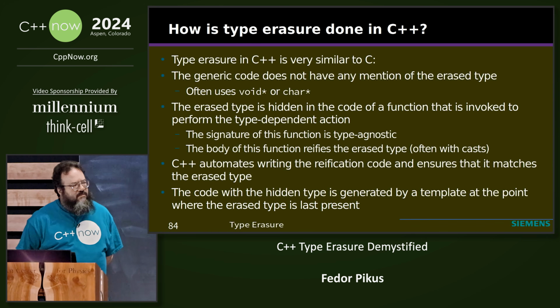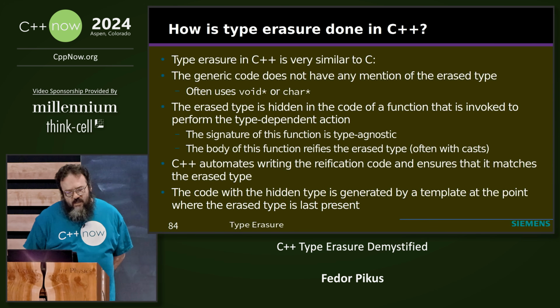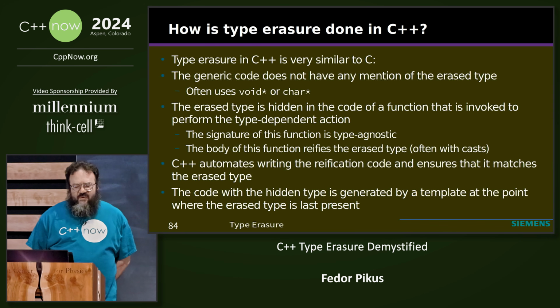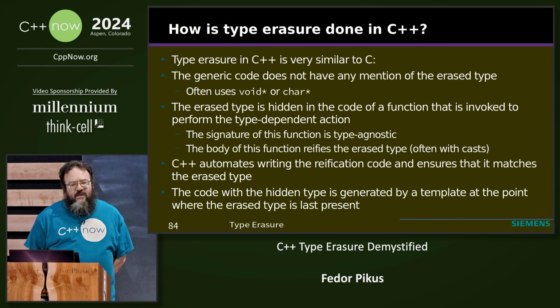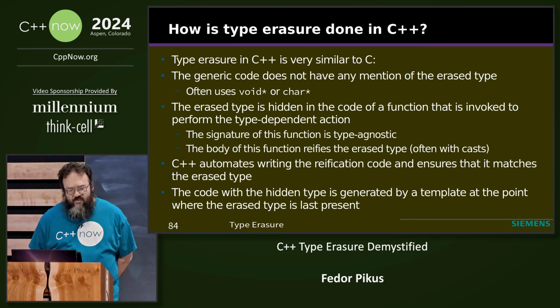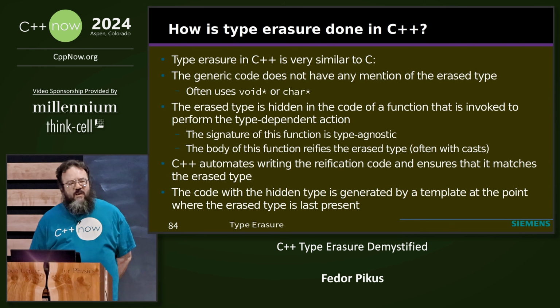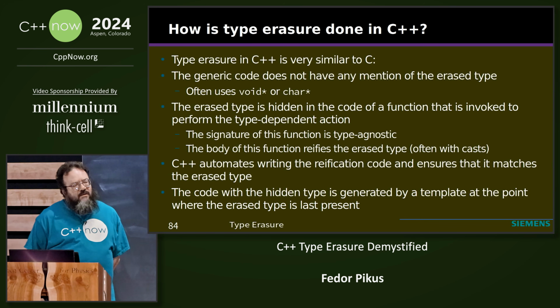So two conclusion slides, 2 points. One is how it's done. C++ type erasure fundamentally is very similar to C type erasure. The type is hidden in some code that is generated, in C by you, in C++ by the compiler, and correct by construction. There are several ways to do it. They all basically play the same game. There is some function somewhere which has a type agnostic signature and a type dependent body, and restores the types by some kind of casting.